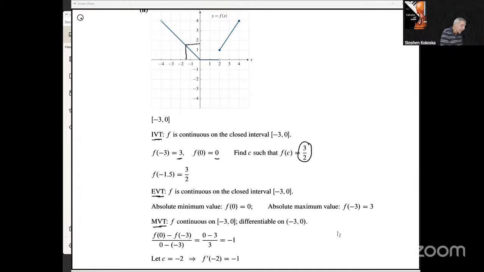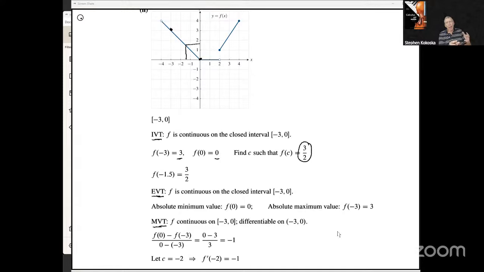Well, what about the EVT, the extreme value theorem? Once again, the function f is continuous on this closed interval -3 to 0. So the EVT tells us there must be an absolute maximum value on that interval. There must be an absolute minimum value. How do I get it? Well, in this case, once again, I'm just going to simply look at the graph. I'm going to color a little bit on my graph. I'm looking at -3 to 0, that closed interval. So I can see pretty easily that the absolute maximum value is 3, the absolute minimum value is 0.